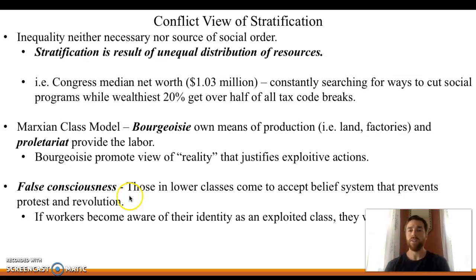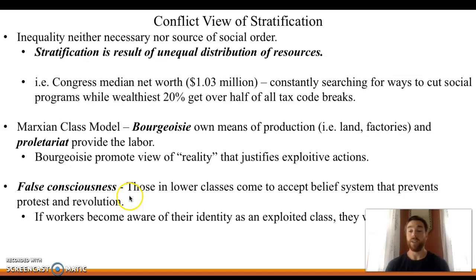And so a conflict theorist is going to argue that inequality is not necessary. We could have a society without inequality. However, inequality and stratification always serve to benefit those in power and those who've already accrued wealth and own the means of production. A classic example of that is we're all too familiar with how wealthy most individuals are that serve in our United States Congress.